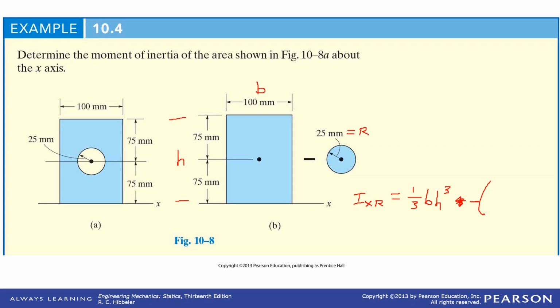Now, we have to use the parallel axis theorem. So it's h over 2 squared times its area, pi r squared. That's the total area, h over 2 squared, plus pi r squared over 4.